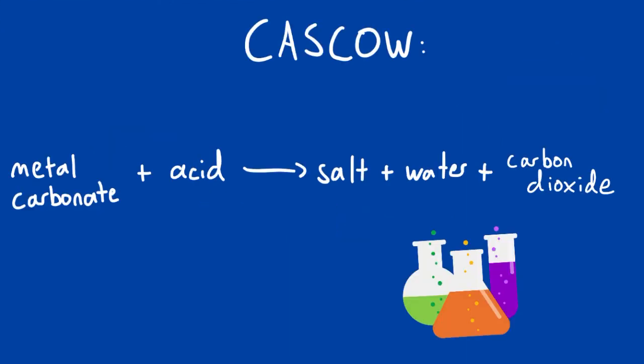CASCOW, C-A-S-C-O-W, is an acronym used to remember the reaction between acids with carbonates. Carbonates react with acids to form a salt, water, and carbon dioxide. The carbon dioxide bubbles off as a gas. For example, copper carbonate plus sulfuric acid becomes copper sulfate plus water plus carbon dioxide.